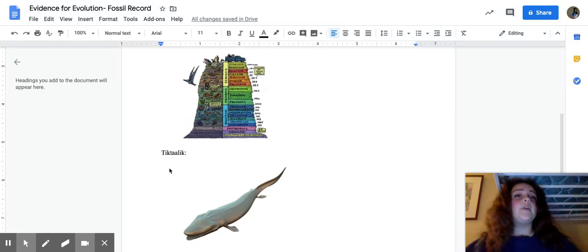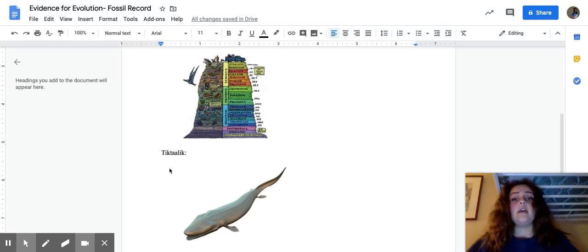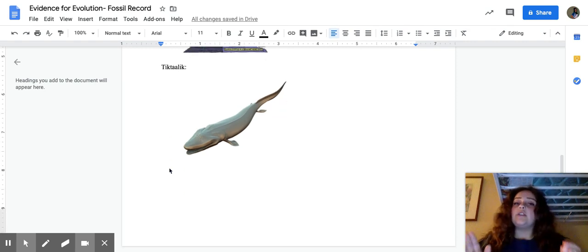Now, an example of evolution, specifically transitional evolution, is through the Tiktaalik. Now, the Tiktaalik was a transitional animal, which means it was part fish and part tetrapod. Now, a tetrapod is a four-limbed animal, and a fish is a fish which lives in the water.